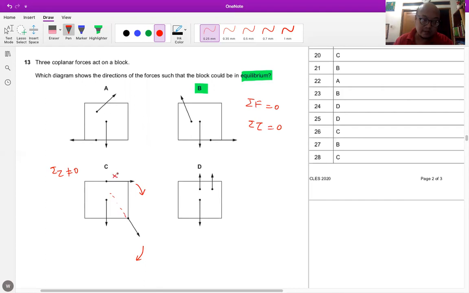So not this one. What about this one? When there is rotation, I think the total torque is also not 0, because the forces act there and there. So this is also not the answer. What about this one? This force acts at this position, and I think the total torque at this position is not equal to 0 too.